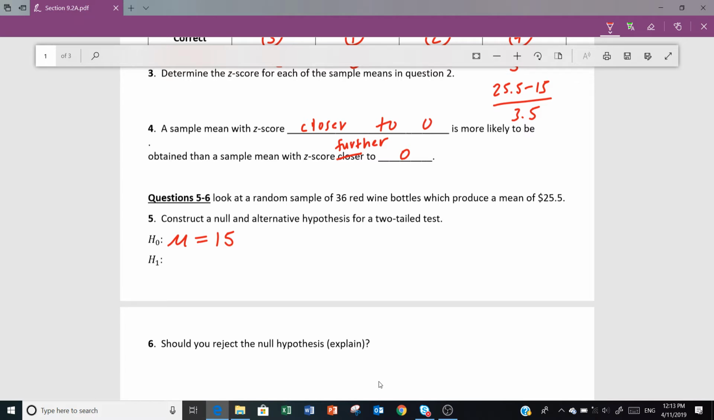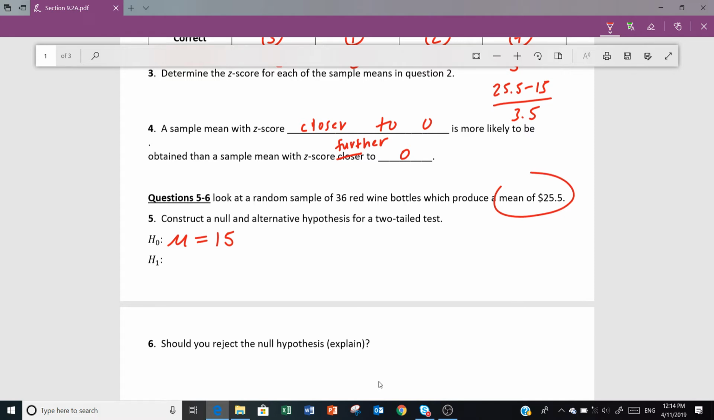Good. How much data is going into the 15 if it's a population? That's a sample of 36 bottles. How many bottles of red wine are there? Is there just 36? There are way too many, probably millions and millions of bottles of red wine. It's impossible to figure out if the mean from all those bottles is really $15. We are assuming that it is 15. We will not know for sure. However, we can take our sample, and the sample gave us the 25.5.